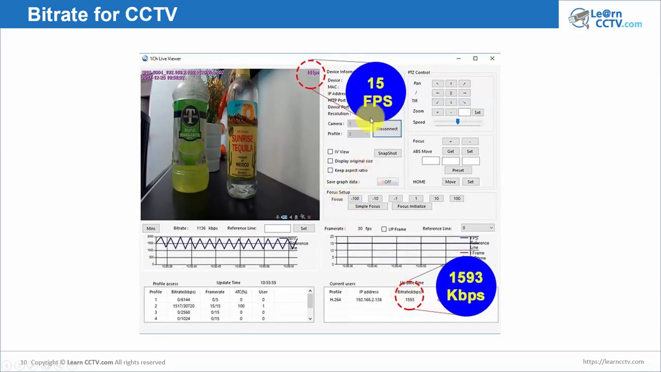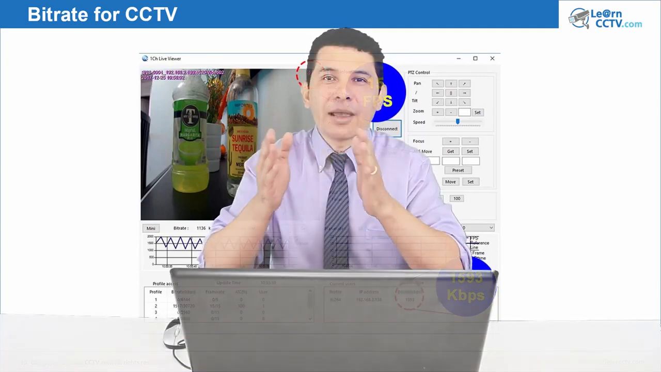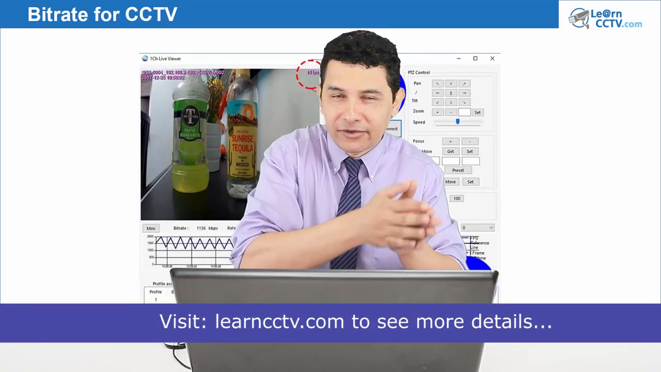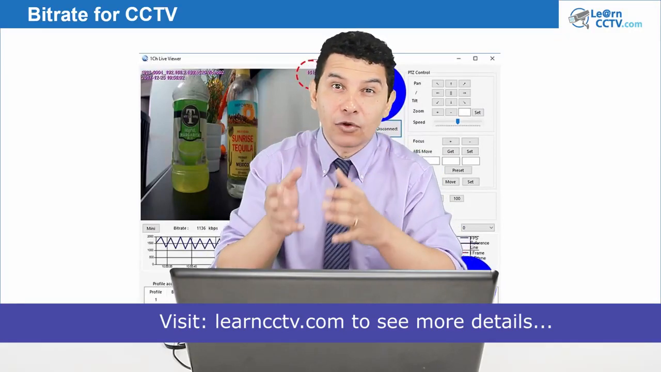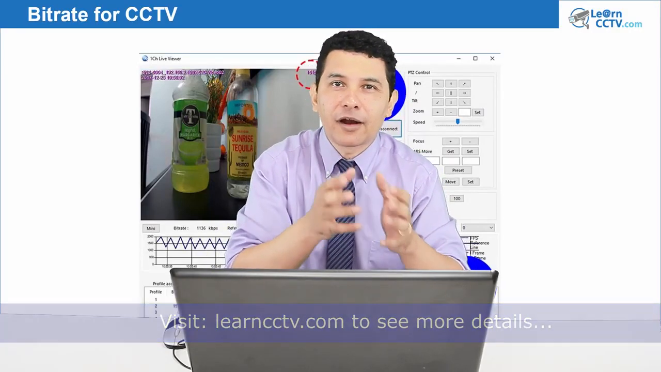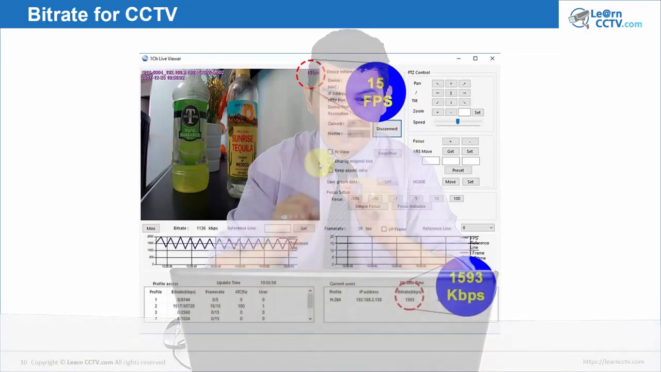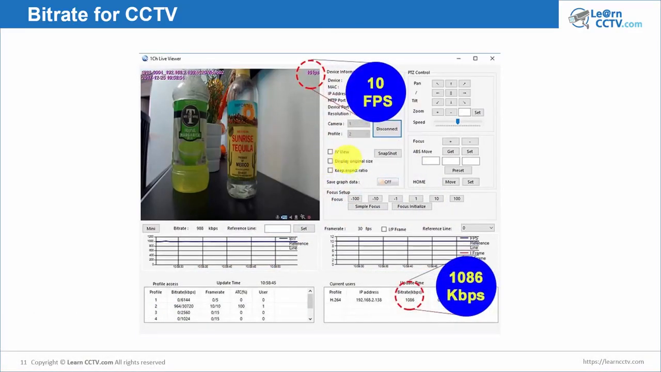And then when you change to 15 frames per second, you're capturing fewer images per second. You drop down to 1593 kbps. That's the idea then, right? When you start capturing fewer images per second, you use less bandwidth. Then you have to configure that in your camera or in your DVR or in your NVR, okay? Another example here, 10 frames per second, again drops down to 1086 kbps, okay?